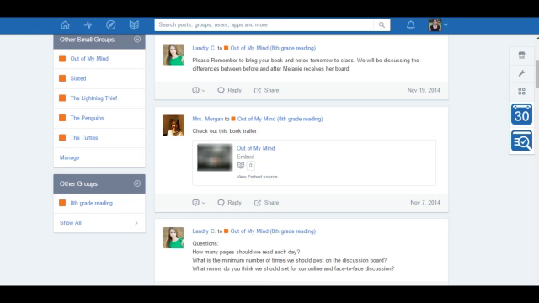Landry's reminder post at the top of the page shows that students can use the discussion board as a place to prepare for face-to-face discussions. Surely this type of post generates interest in the upcoming discussion.